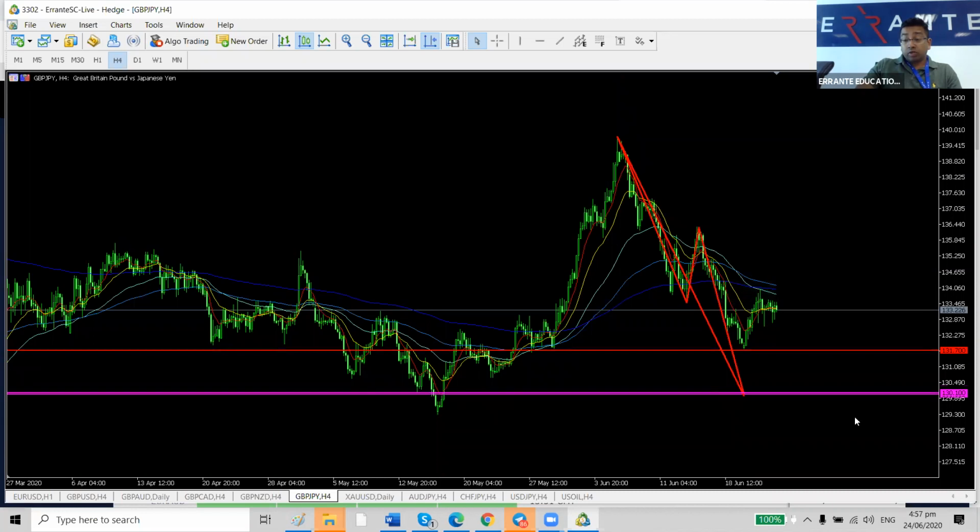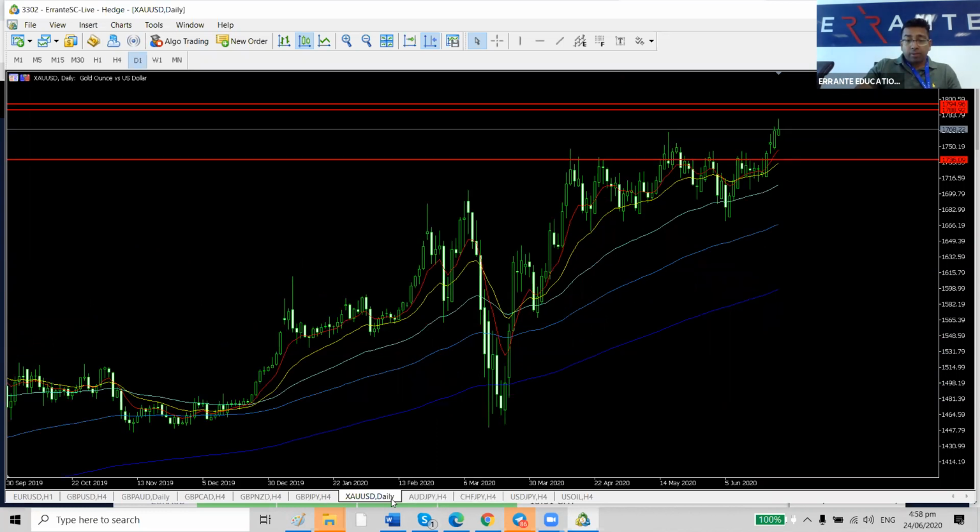JPY, it is still to the downside. It was at 131.70 basically, but now it's already at 133. So it's very far away, and I'm not looking at it at this moment of time.